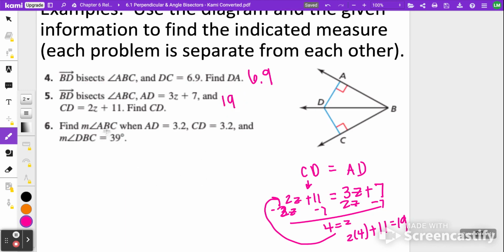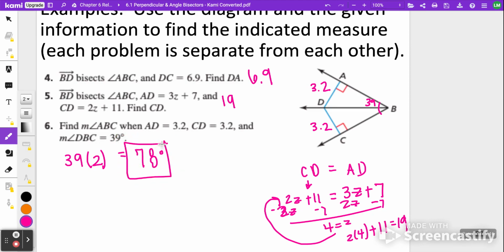The last one, it says, find the measure of ABC, so this entire angle, when AD is equal to 3.2, CD is equal to 3.2, and the measure of DBC is equal to 39. Well, because DA matches DC, BD is the bisector. So that means 39 is exactly half of that full angle. So all I can do here is take 39 and multiply it by 2 to get 78 degrees for the entire measurement of angle ABC.